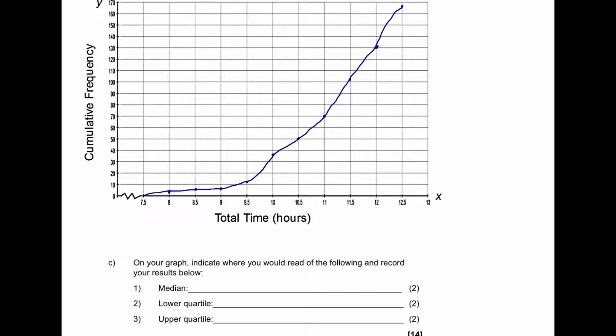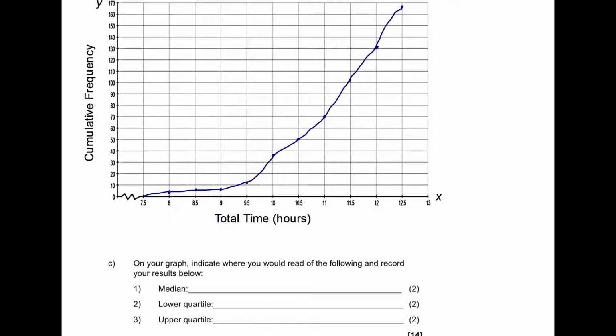Question C1. You have to, on the graph, indicate where you would read off the following and record your results below. First of all, the median. So that is exactly halfway in the 166 competitors. So half of 166 is 83. Right, so at 83 or thereabout, we're going to go across to the graph, and we read our way down to the x-axis. And this is where you need to mark off where you read your value. So I would say that that is around 11.3, and we do give you a little bit of leeway either side.